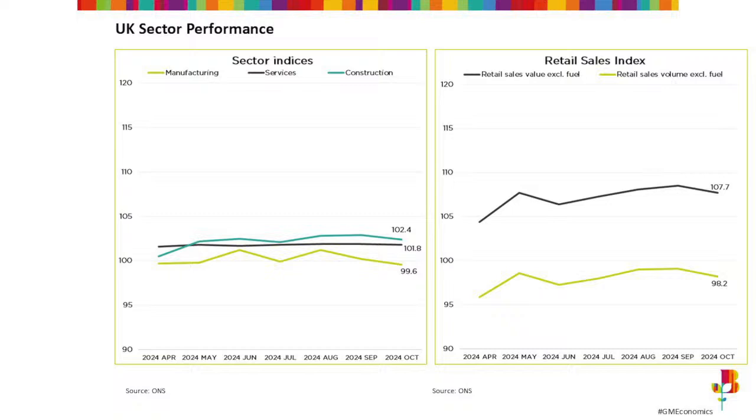The balance is about 100. So these are index numbers from the ONS. Anything above 100 is good. Anything below 100 indicates a contraction. So manufacturing has consistently been slightly below that 100 line. But the really interesting thing is that stability in services.